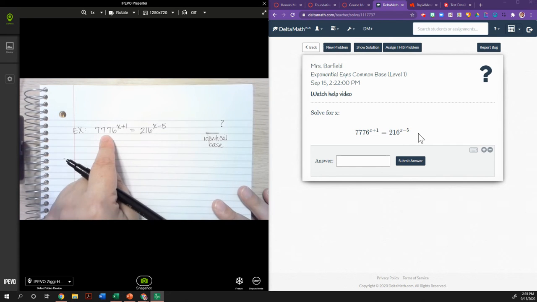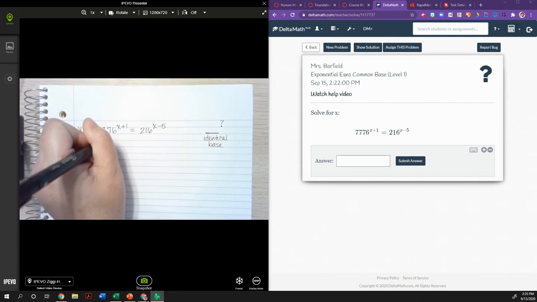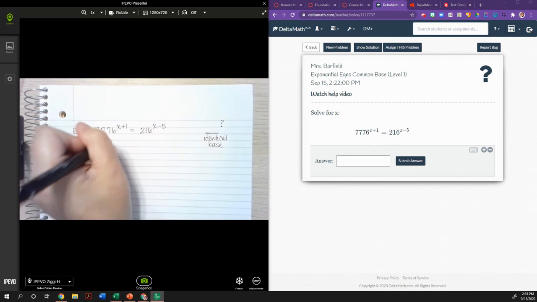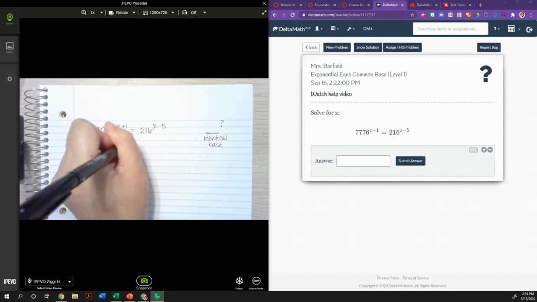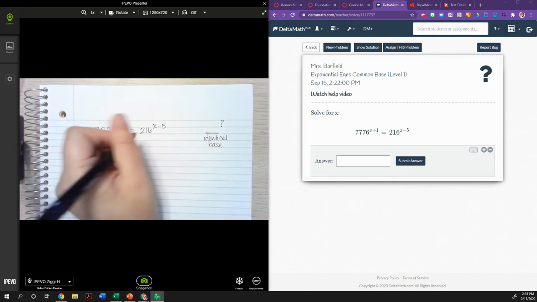All right, so if I have 7,776, I'm going to go over here and look at my table and hopefully and pray that it's there. And it is. I can see it. It's in the row of 6 to the fifth power. So I'm going to rewrite that as 6 to the fifth power, in parentheses, to the x plus 1. And then 216. I want to stay in that row. I'm going to go across, and 216 is there, and it's going to be 6 to the third power.